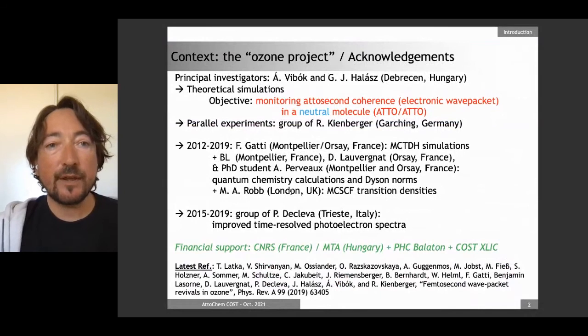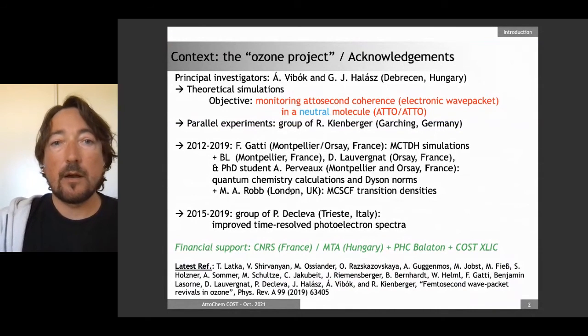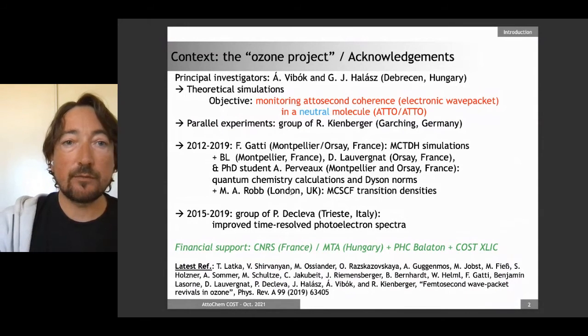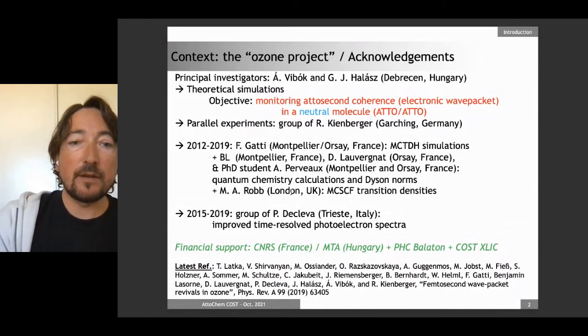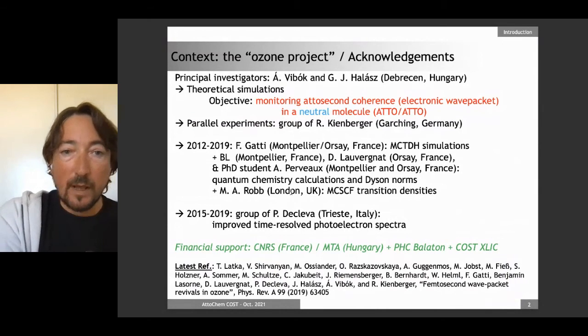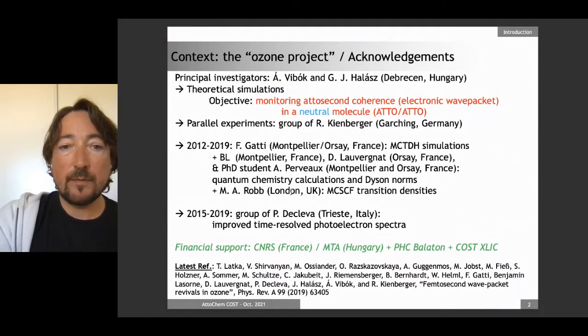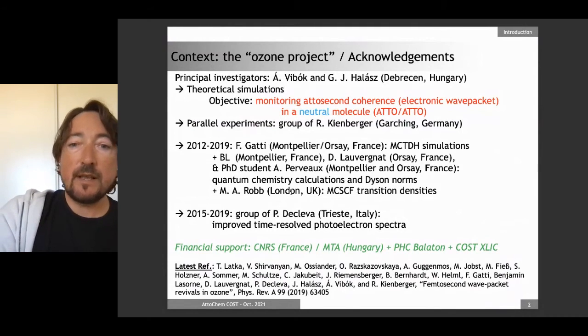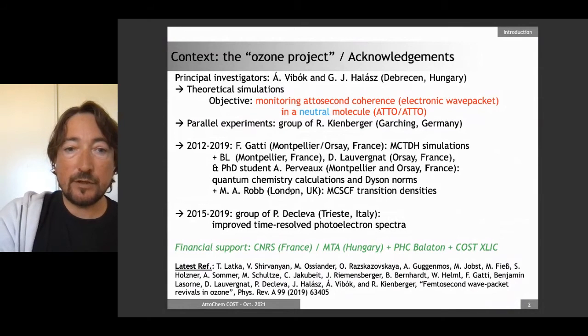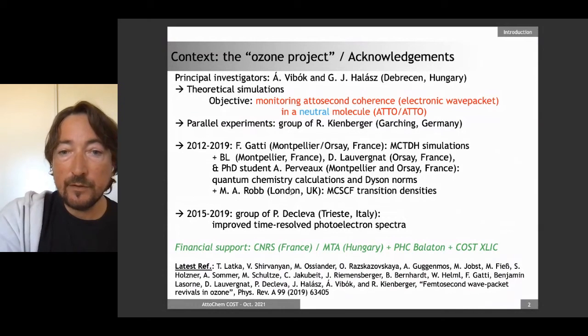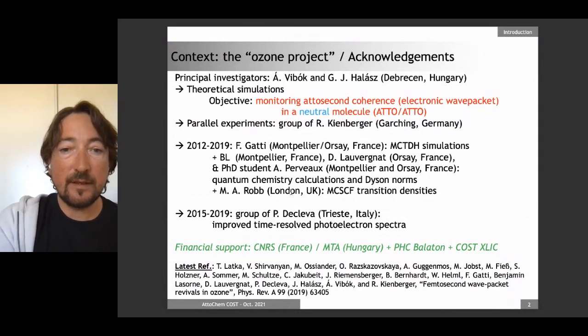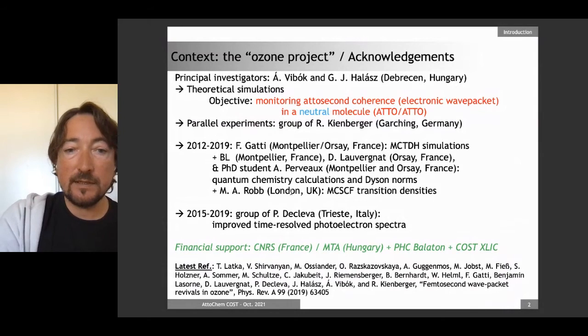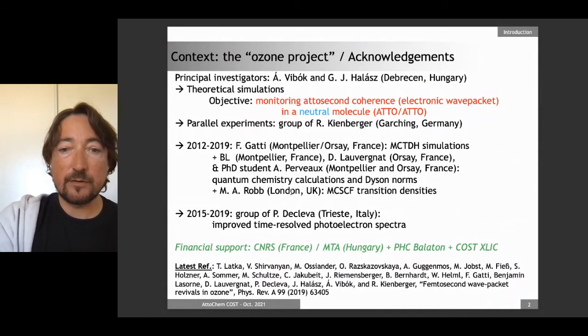So the context of this project is based on an older project that we like to call the Ozone project, that started in 2012 in collaboration with Fabien Gattier at the time in Montpellier, myself, David Lauvergne in Orsay in France, and our PhD student Aurélie Pervot. Also involving some collaboration with Michael Robb in London for calculating quantum chemistry data, and from 2015 with the group of Piero De Cleva in Trieste in Italy for calculating improved time resolved photoelectron spectra.